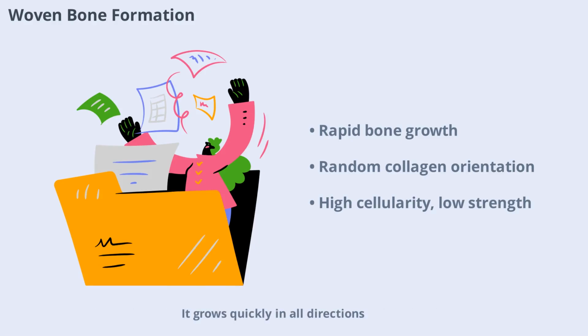Woven bone is the first type of bone to form around the implant. It grows quickly in all directions, filling the gap between the implant and the host bone. This bone is characterized by its random collagen fiber orientation and high cellularity, but it is not very strong. During this phase, it's important to avoid excessive loading, as the bone is still developing its strength and stability.